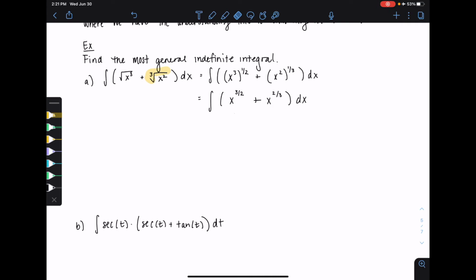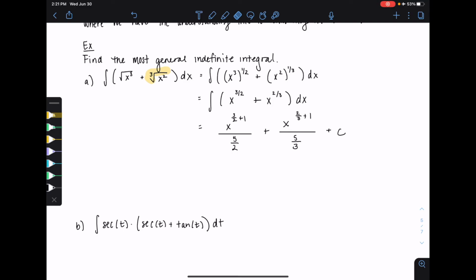So I can go ahead and take the antiderivative of both of these individually. So we bump the power up by 1. So 3/2 plus 1 would be 5/2. And I want to divide by the new power. Same thing here. I'm going to bump up the power by 1. 2/3 plus 1 would be 5/3. So I divide by the new power and add c.